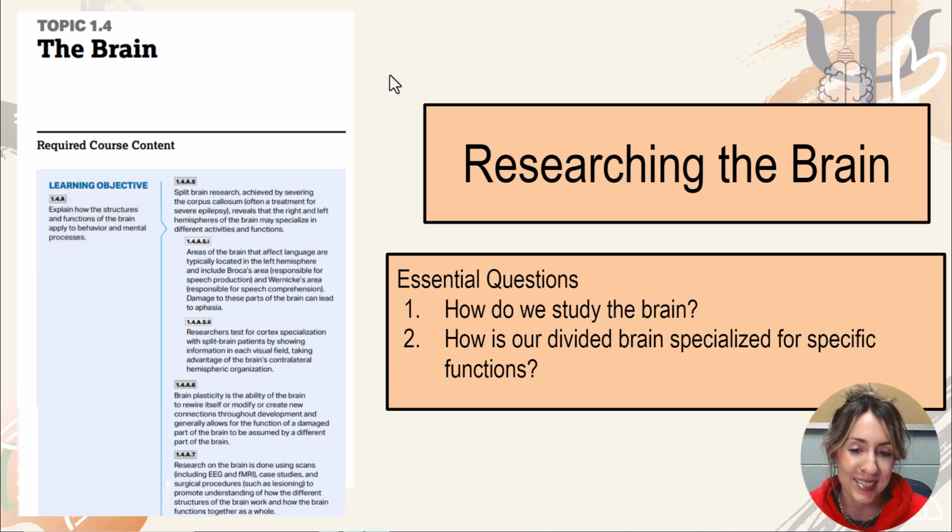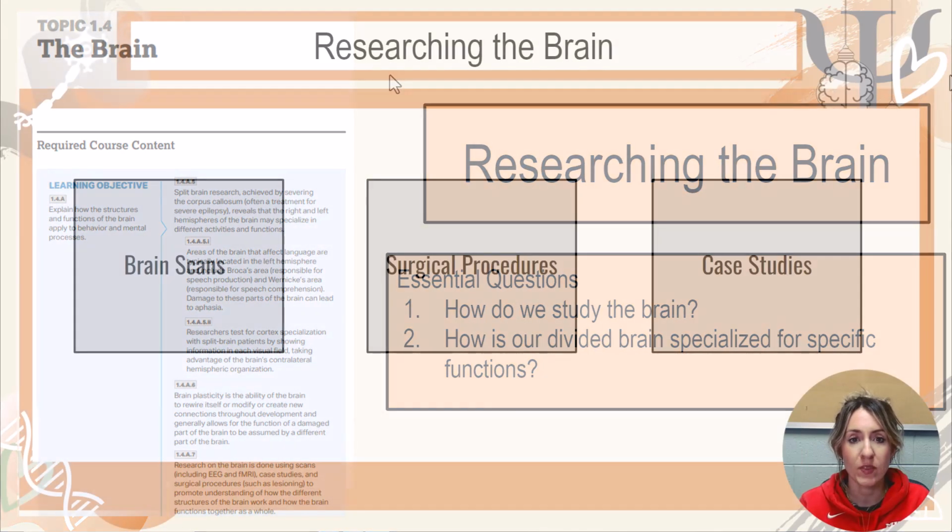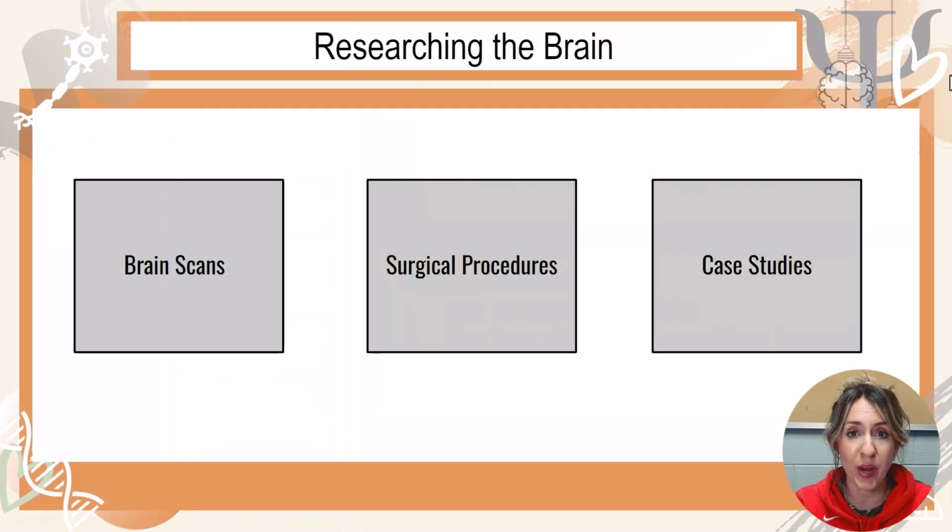The central questions we're going to focus on are: one, how do we study the brain? And two, how does our divided brain specialize for specific functions. So when we are researching the brain, there's really three techniques that we utilize. The first are brain scans. We're going to talk about that in more detail. We can also use different surgical procedures, or we can look at the brain from past procedures and damage. And then we can also use case studies.